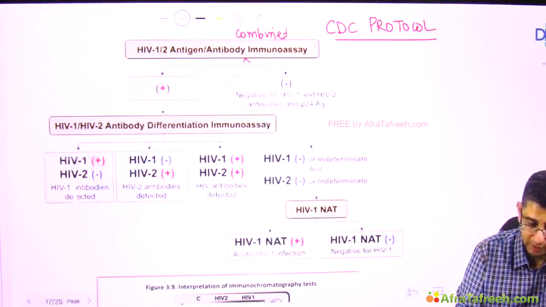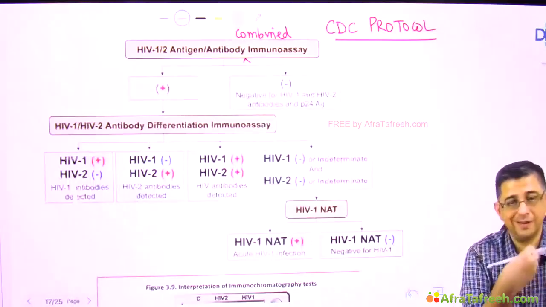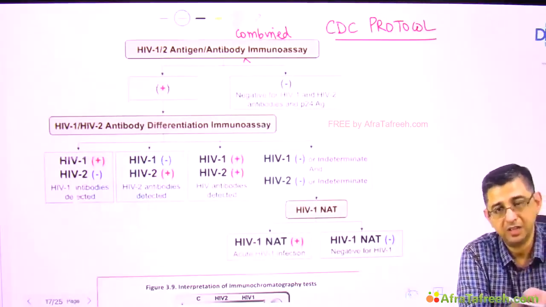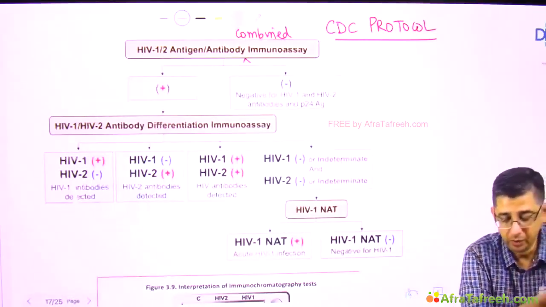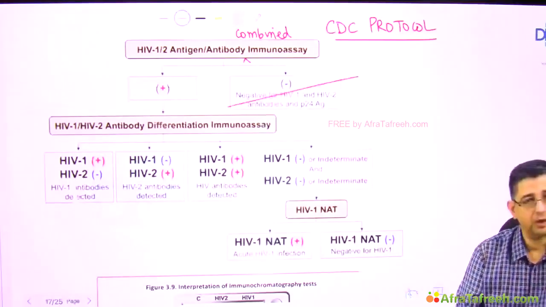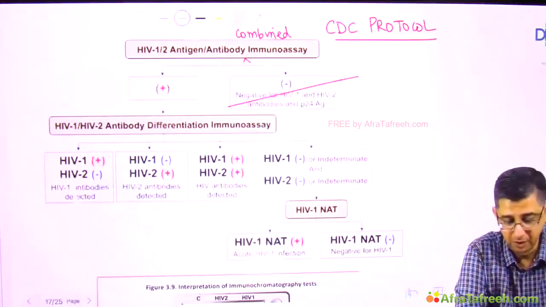That is a single kit. You are able to identify three things: antibodies against HIV-1, which is common in India, antibodies against HIV-2, which is common in Africa, and P24 antigen. And if it is positive, great. If it is negative, obviously you have ruled out the possibility of HIV infection in an individual.